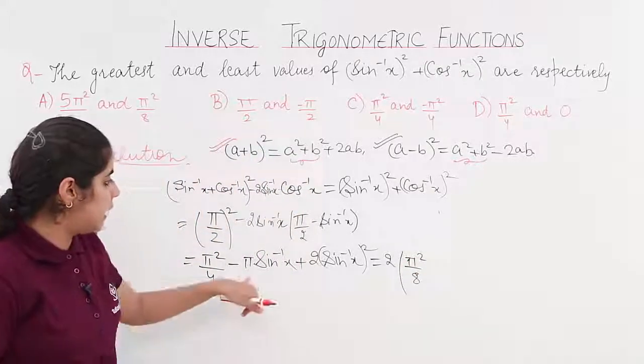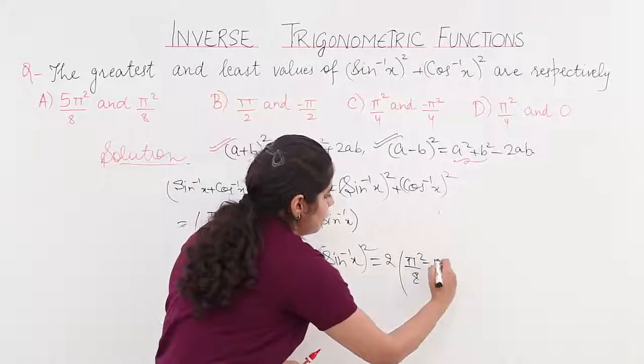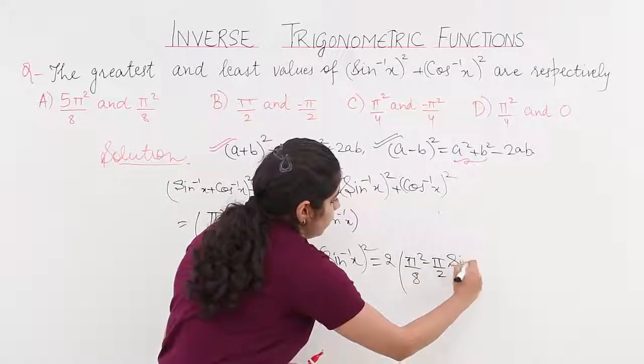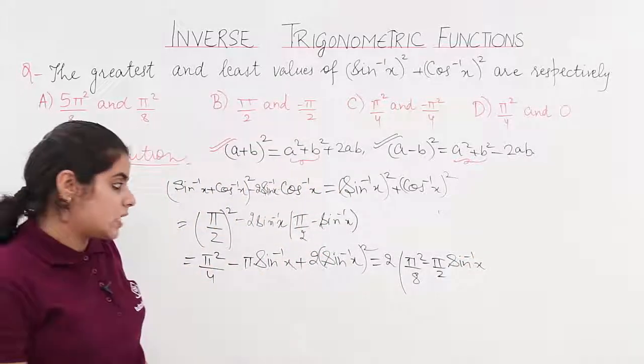And what else would I have? Pi by 2 sine inverse x minus, and here it would be only sine inverse x whole square.